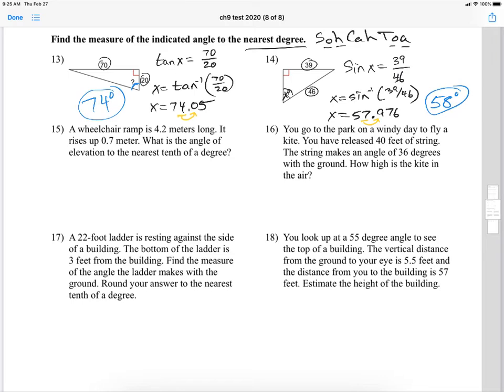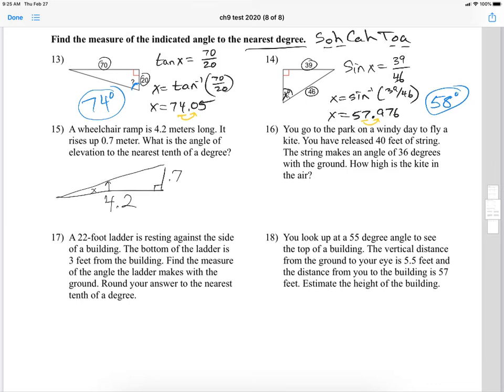All right, number 15. Let's draw this picture. This will be a wheelchair ramp. It is 4.2 meters long. It rises up 0.7 meters. What is the angle of elevation? So it wants that angle there to the nearest tenth of a degree.